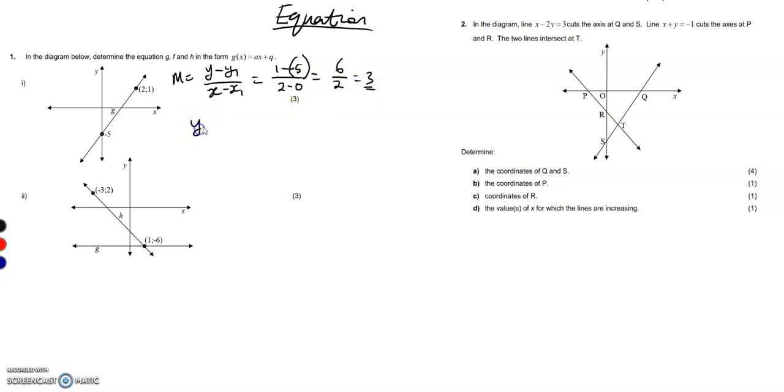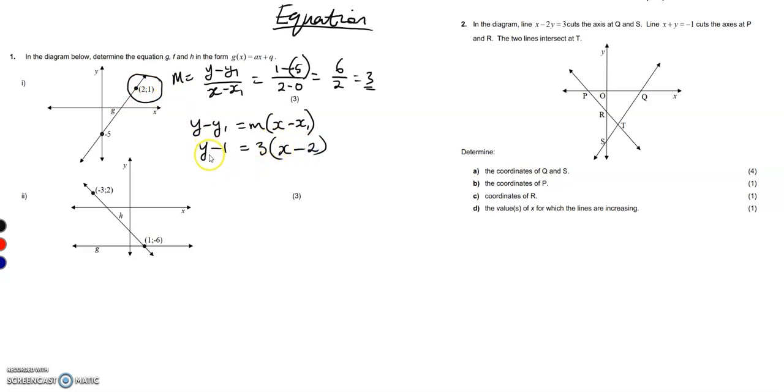So we're going to use the equation y minus y1 is equal to m times (x minus x1). In this case, that's what we're going to use. Then what are we going to do here? We're going to substitute for y1 and x1. So y minus 1, because we're using this coordinate, is going to be equal to 3 times (x minus, what is our x there? It's going to be 2 there).